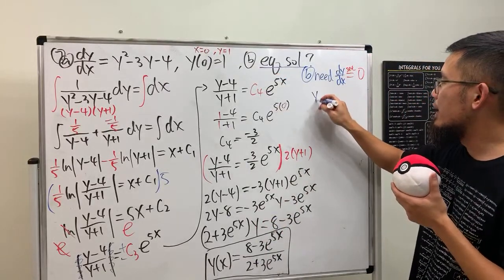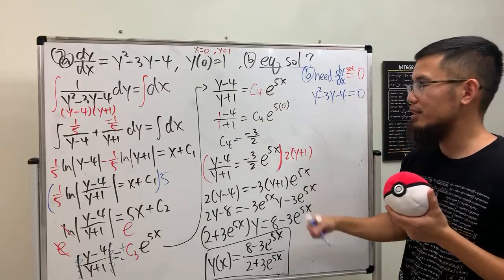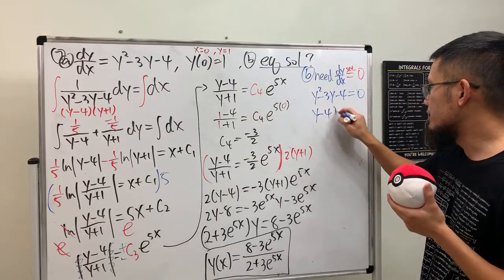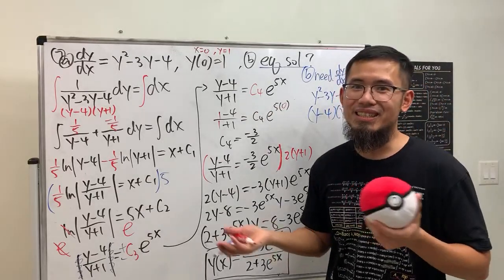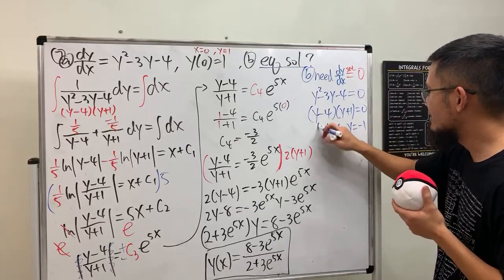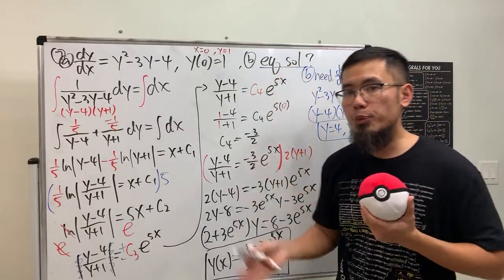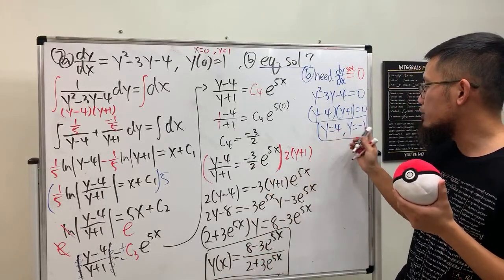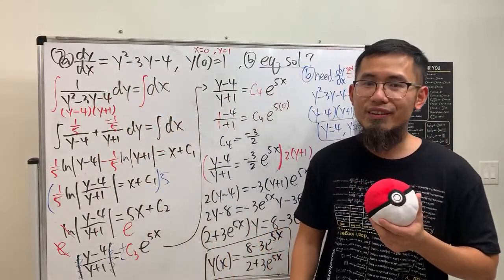What's dy/dx? It's y squared minus 3y minus 4. Set it equal to 0 and solve that. Factor this: we got that over there already. y minus 4 times y plus 1 is equal to 0. That's it. y equals 4, y equals negative 1. So this right here is called the equilibrium solution, or also the constant solution, because these are just the constant functions that will actually satisfy this differential equation. Very nice.